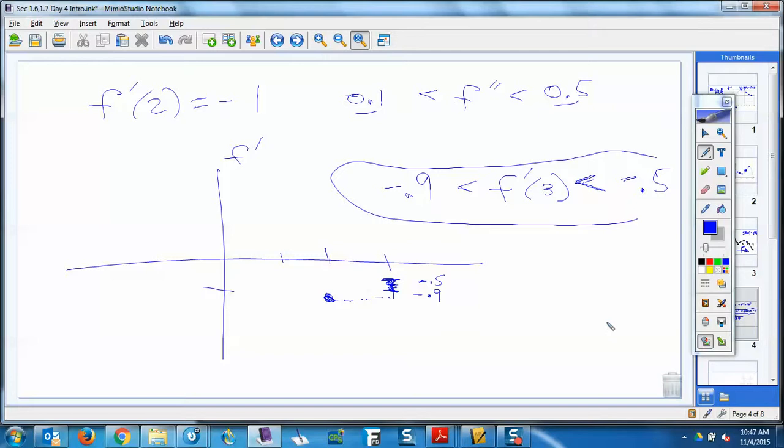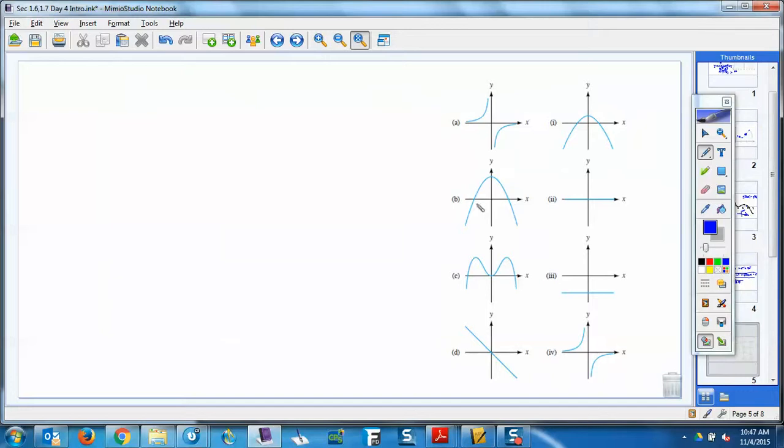Was that next? No. Yes. Yeah. Yes, it was. Okay, 25. So we've got these graphs. Oh, this is just a matching thing, wasn't it? This is just a matching thing.